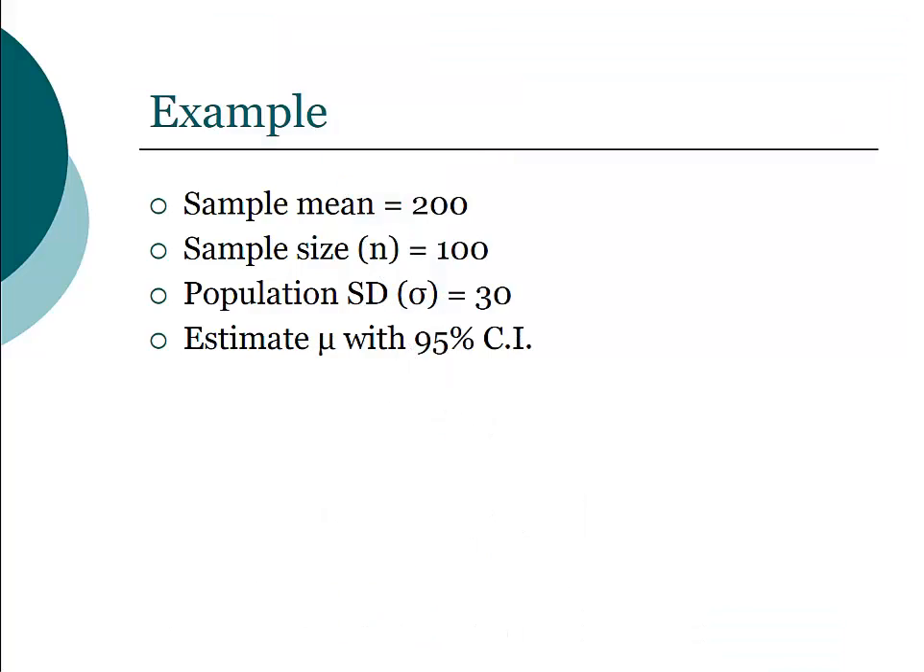The sample mean is 200, sample size is 100, and now we don't actually have to assume that the original population is normal because our sample size is big enough for the z-score to work. Our standard deviation is 30, and we want the 95% confidence interval. So our population mean is going to be between these bounds.